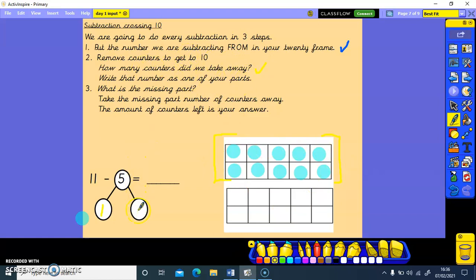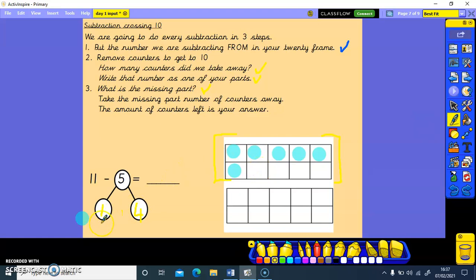Now I want to work out my other part. Well, 5 is my whole, 1 is one part. 1 in your head, 1, 2, 3, 4, 5. The other part is 4 because 1 and 4 make 5. The next thing we need to do is take away 4, the other part, because we've already taken away 1 to get to 10. So now we need to take away 4. I'm going to rub them out, but you move them. Okay, here we go. 1, 2, 3, 4.